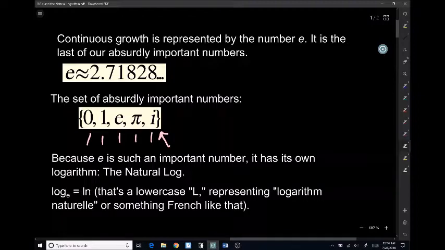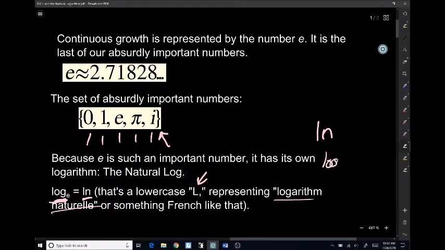Because e is such an important number, it has its own logarithm, which is called the natural log. If you have log base e, that means ln. That's a lowercase l, so people always think it's "in," but it's not. That's ln. It means logarithm natural or something French like that, so they're saying it backwards from us Anglicans who would say natural log. It's the log with a base of e.